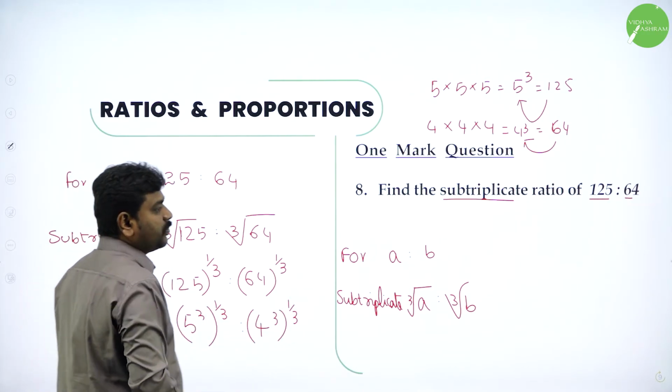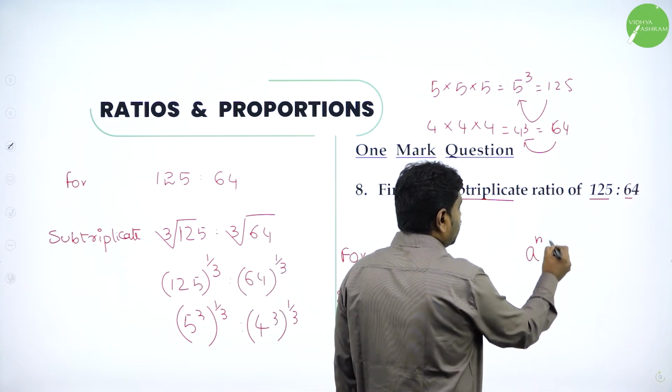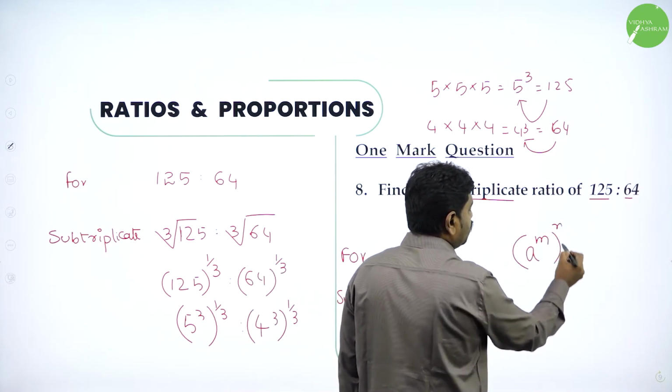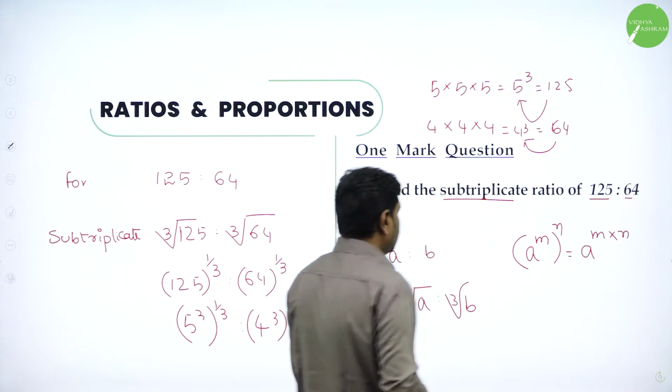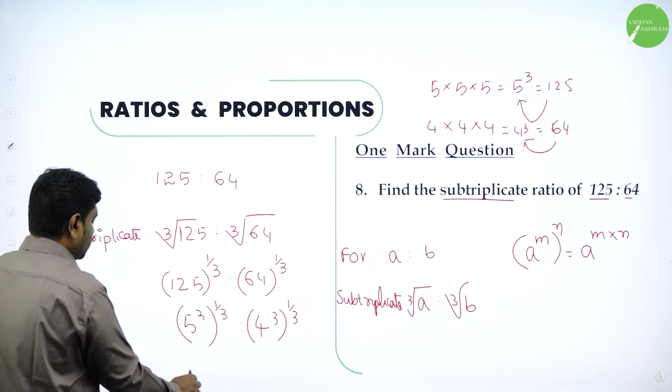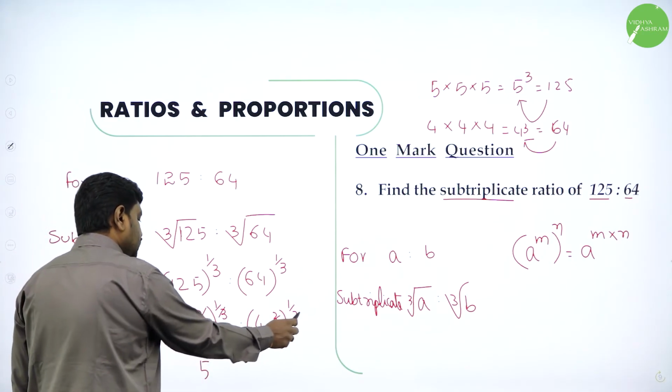Now it is in the form a power m whole power n. All of you know the law of indices. A power m whole power n is what? A power m into n. So you can multiply 3 into 1 by 3. So it will become 3 into 1 by 3, and the 3s cancel.